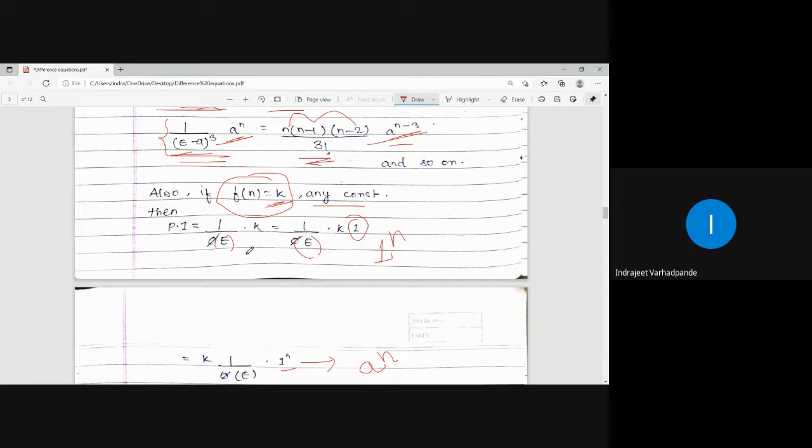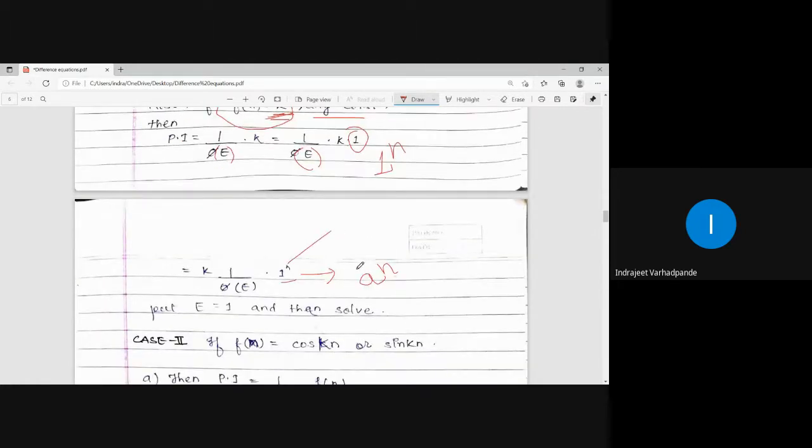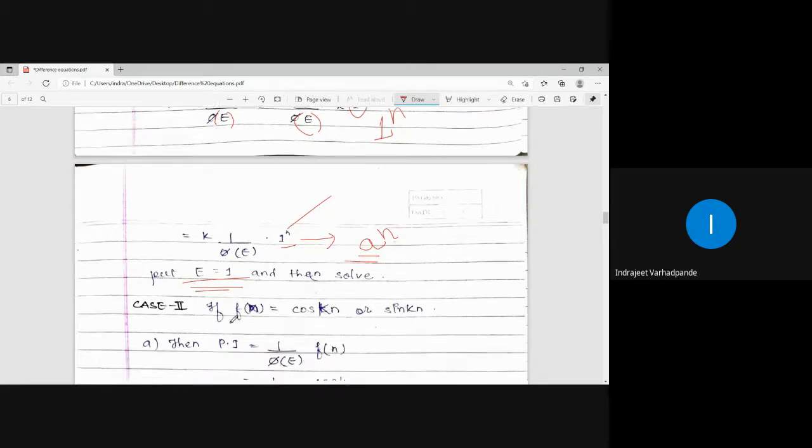Second possibility is if RHS is purely a constant term, k can be written as k into 1, and k's work is finished. 1 can be written as 1 to the power n and can be compared with a to the power n. Put e is equal to 1 and then simplify. So this is how we try to get the simplification for RHS as a to the power n or constant, referred to as case number 1.